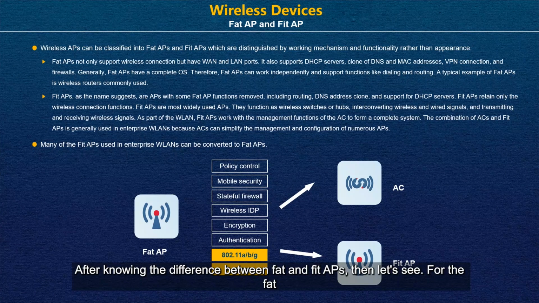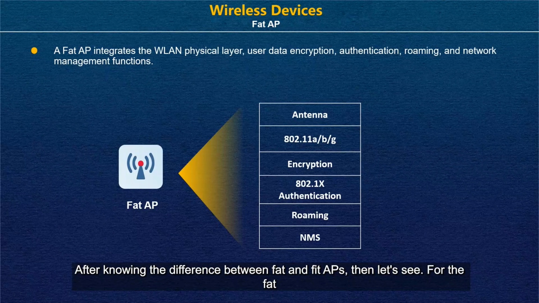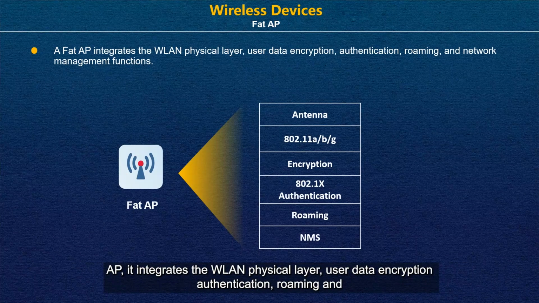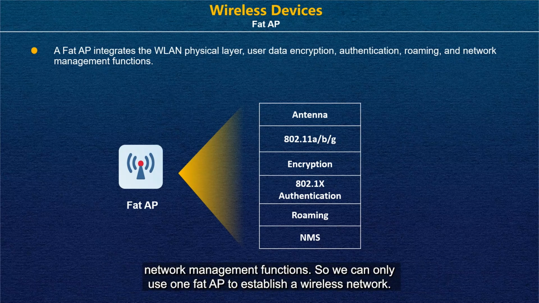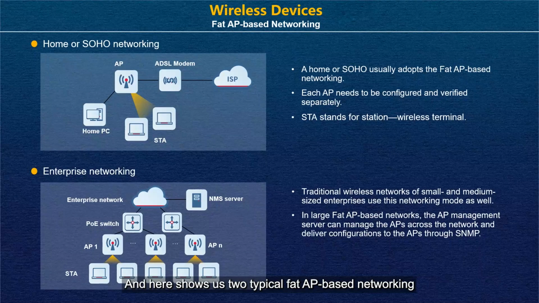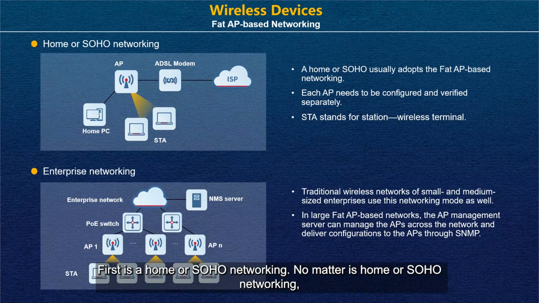Okay, after knowing the difference between FAT and FIT APs, let's see, the FAT AP integrates the WLAN physical layer, user data encryption, authentication, roaming, and network management functions. So we can use only one FAT AP to establish a wireless network. And here it shows us two typical FAT AP based networking. First is a home or SOHO networking.